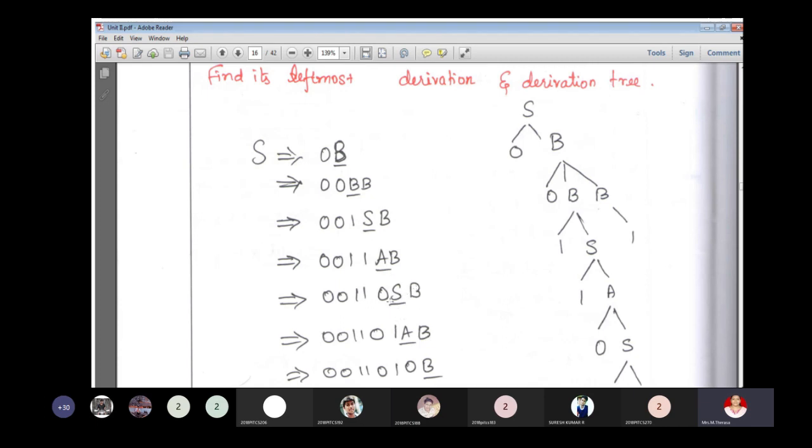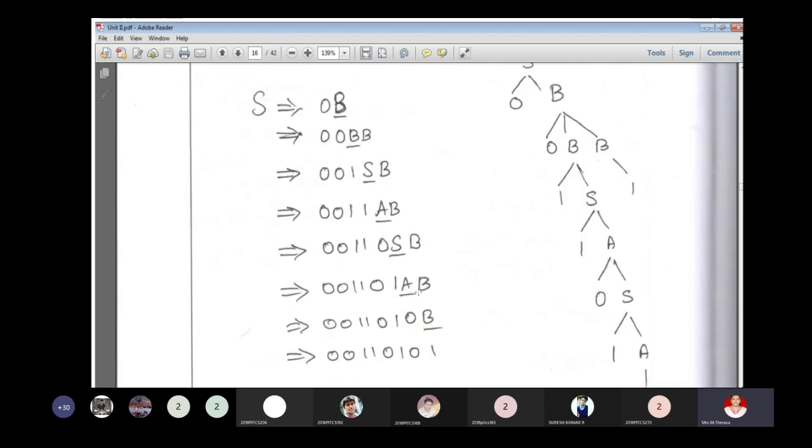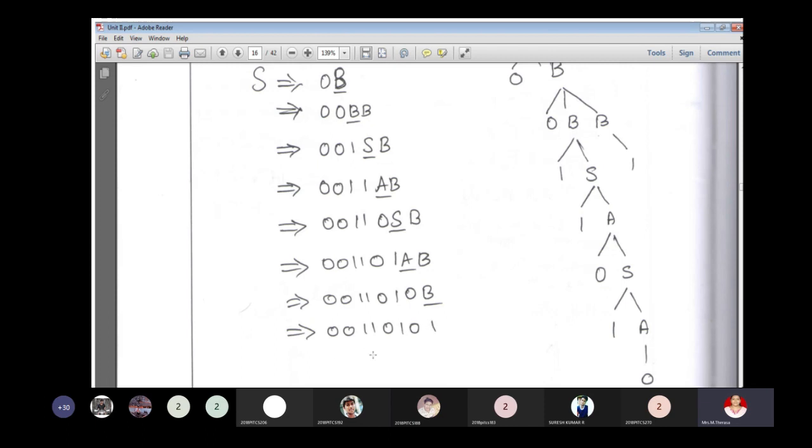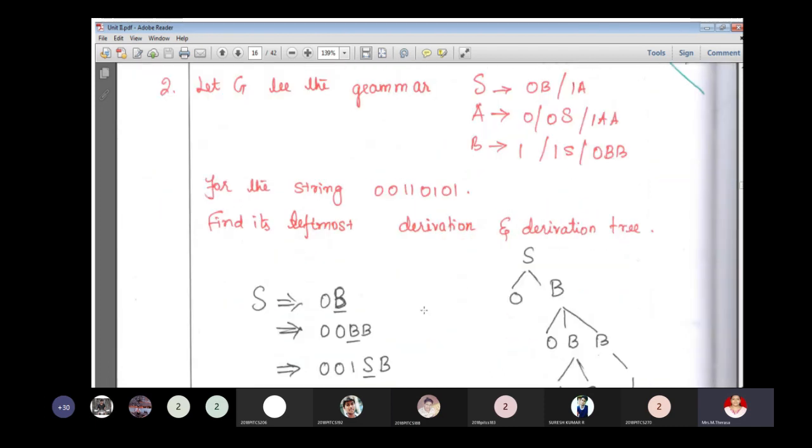Ahead you have two options S and B. This S can be replaced with 1A. Again you have two options A and B, and this A can be replaced with 0. At last you have only one non-terminal B that can be replaced with 1. So at last we have got the string 00110101. It is the string to be derived.